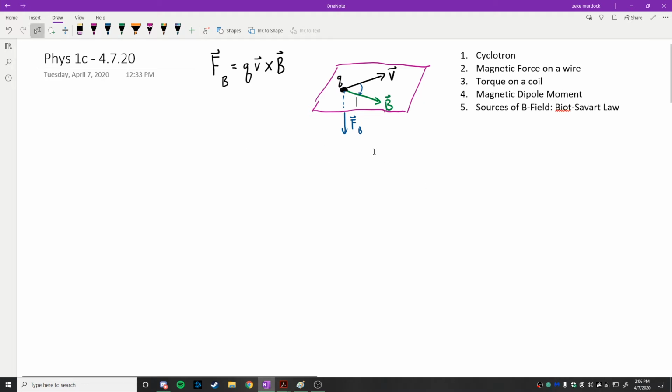We discussed some applications of this, such as the velocity selector, a mass spectrometer, and the last application we're going to talk about today is a cyclotron. This is not something that your book talks about, but I think it's a really fascinating thing that is at least worth describing to you guys how it works.